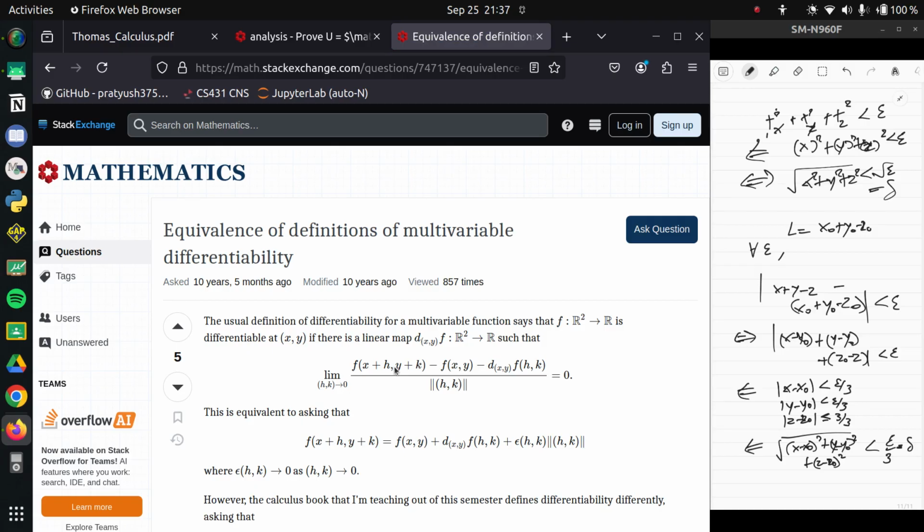So usual definition of differentiability from a derivative function is that f of x plus h, y plus k minus f of x, y. Cool. So you take it by hk. So the difference minus d sub xy f of hk. Okay, what the hell is that? What is d sub xy? Oh, I see. Oh, this is a directional derivative. Ah, I see.